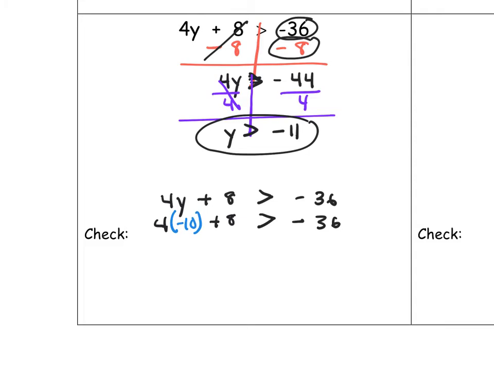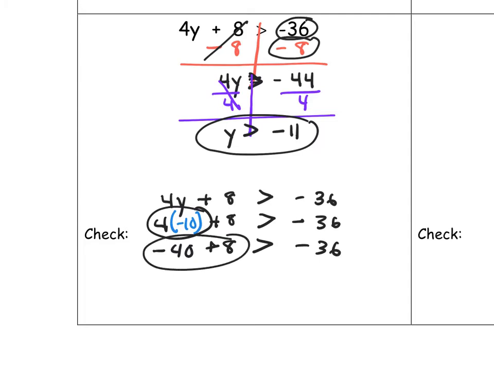So continuing, if I take 4 times negative 10, I get negative 40. I'm going to add 8 to that, and that should be larger than negative 36. And then I'm going to add negative 40 plus 8, and I'm going to get negative 32 is greater than negative 36. Now, I don't know about you, but when I work on the negative side, I really have to focus on this. Negative 32 might look smaller than negative 36, but on the number line, it's closer to 0 on the left-hand side, so this number is indeed larger than negative 36.